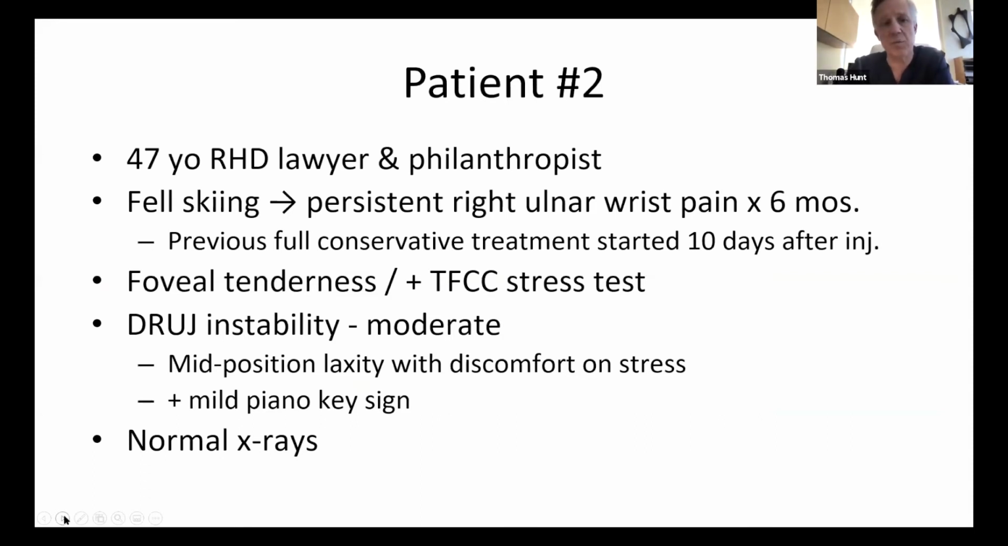When he finally did have treatment, he had foveal tenderness. He had a positive TFCC stress test. Everything was pointing toward a peripheral TFCC tear, especially given the fact that he had some instability on shuck testing of his DRUJ. Now, I kind of labeled this as moderate, and I think it's a continuum. And in his case, he had mid-position laxity and discomfort with that stress, but had a tightening of the distal radial ulnar joint similar to the contralateral side in full pronation and full supination. And he had a mild piano key sign with normal x-rays.